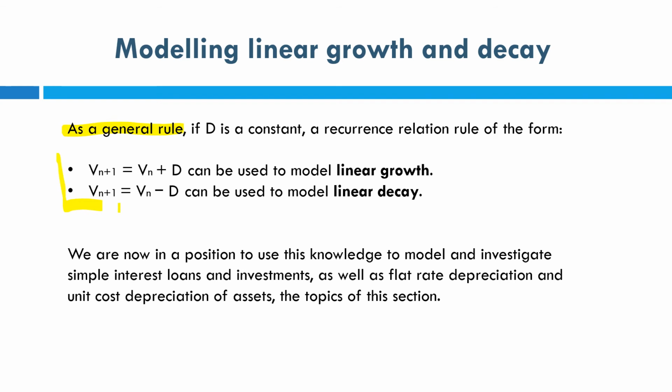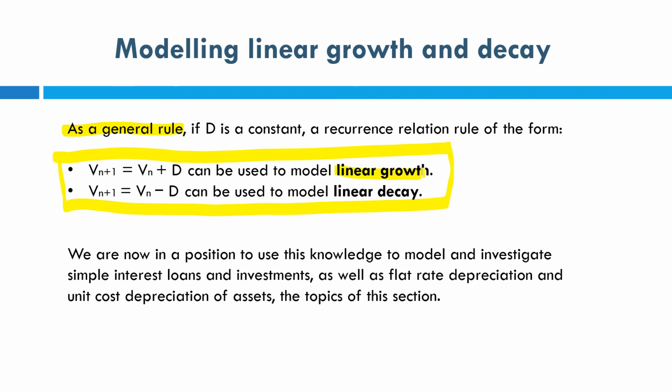So in general terms and as a general rule, you guys have to please make sure you've got this in your notes. For linear growth, we'll be using V of n plus 1 equals V n plus d. That's your constant. And V of n plus 1 equals V n minus d for linear decay. Those are the two important ones, and I'll split up the video for the next part.